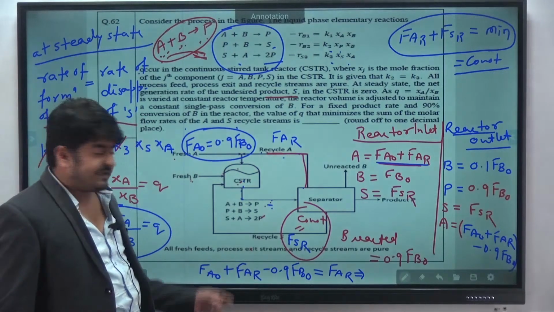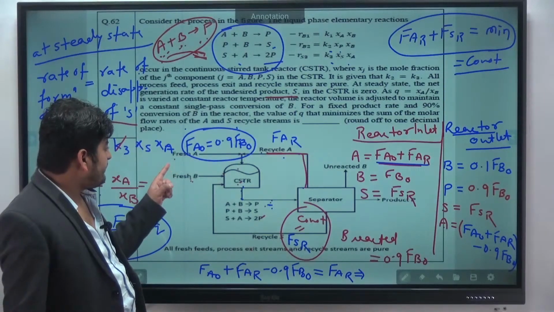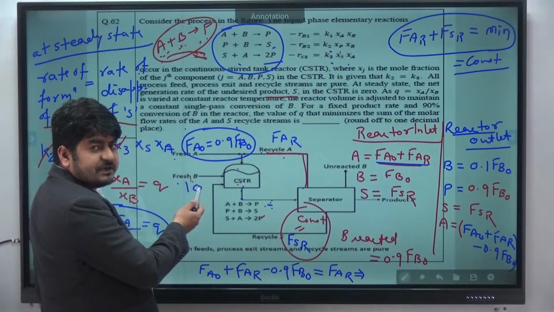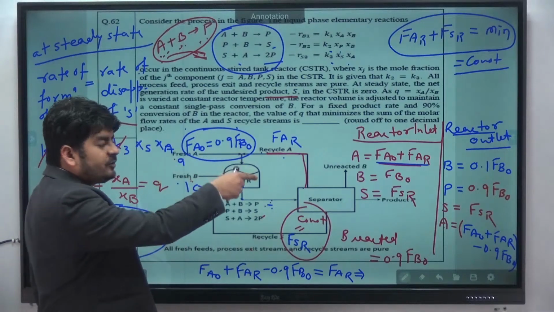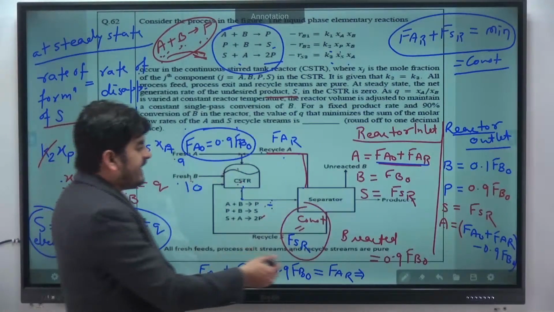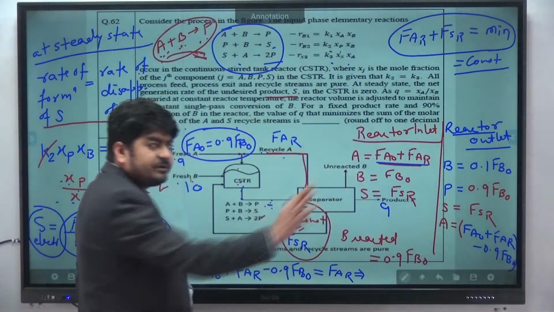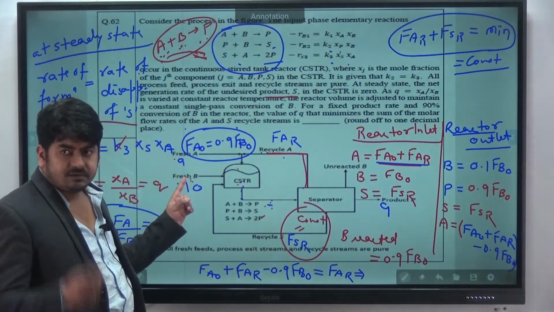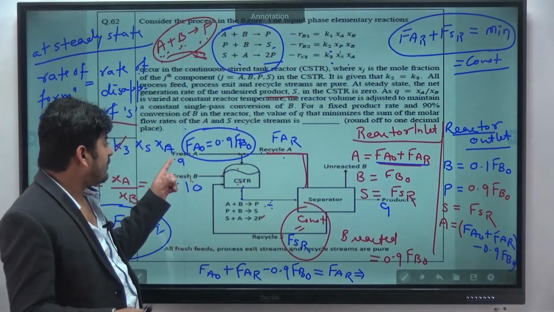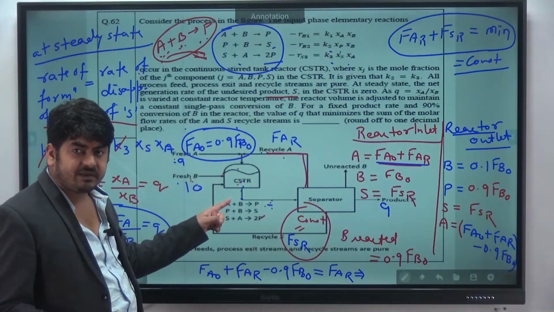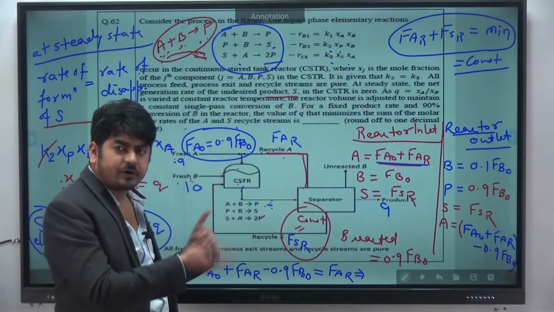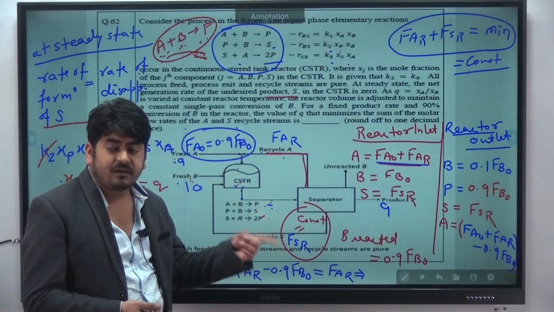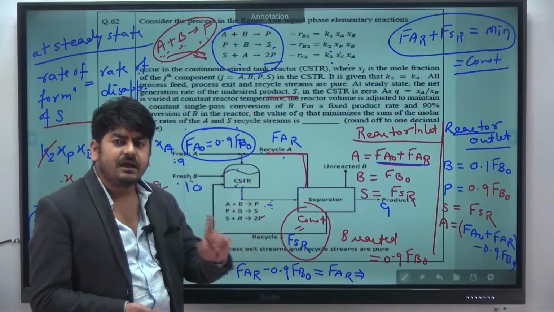It means if we are sending 10 moles of B, then 90% of this, 9 moles of A will be introduced in the system and 9 moles of P will be produced. Just try to understand, whatever amount of A we are introducing, the same amount is reacting overall. So conversion of A in the reactor is 100%.